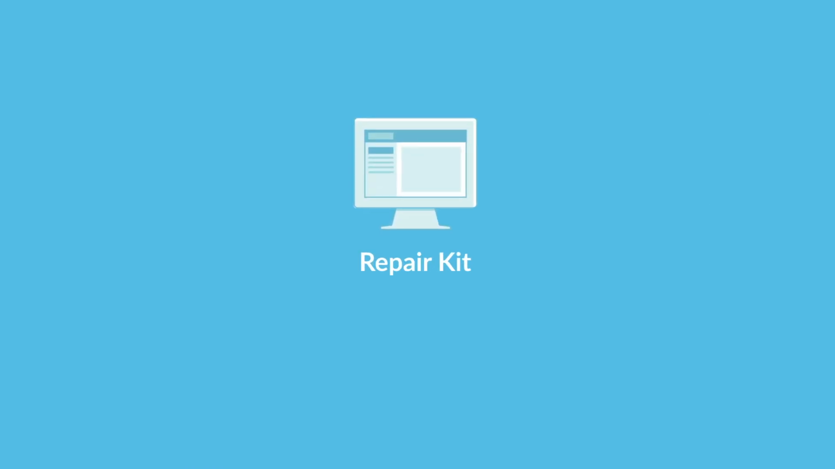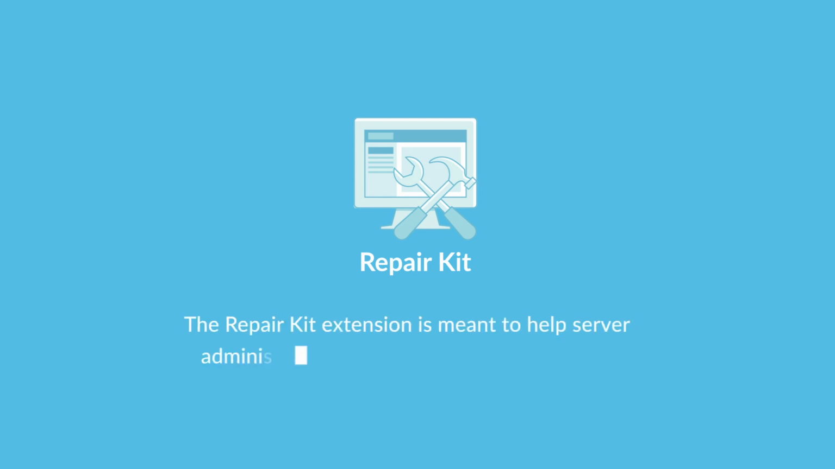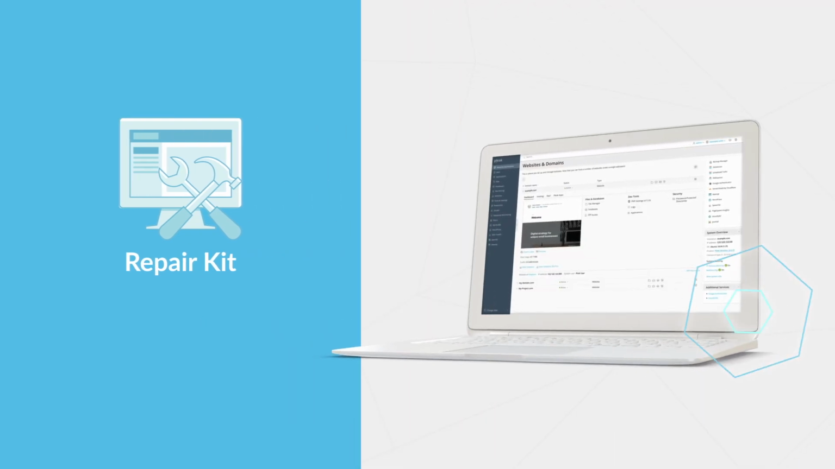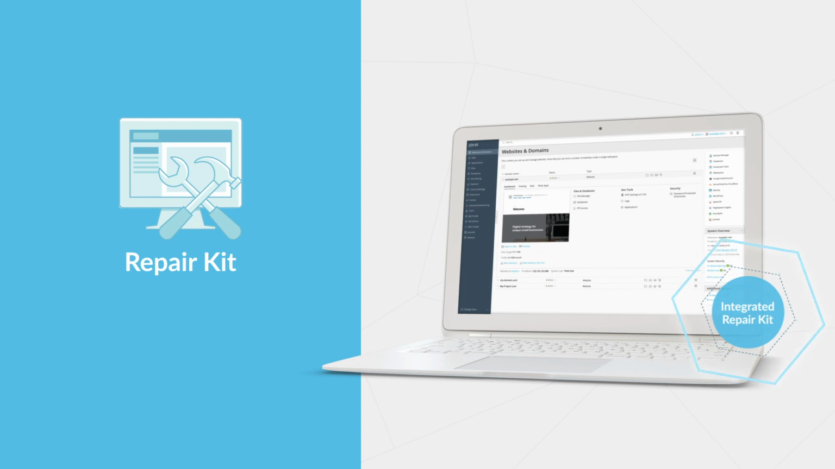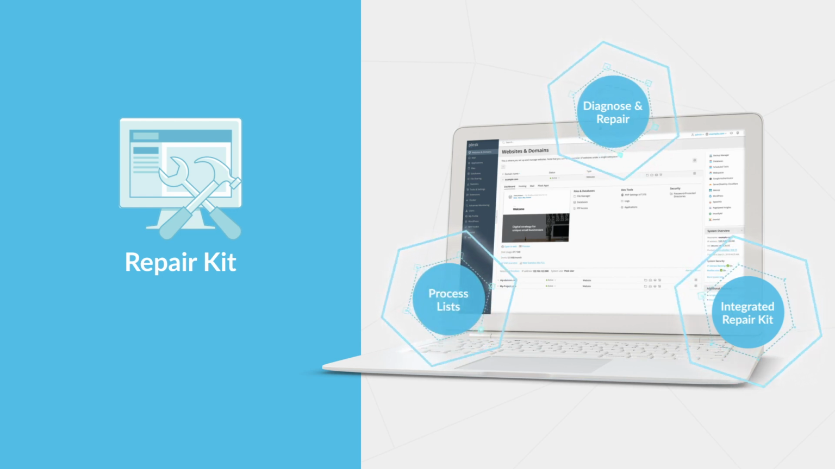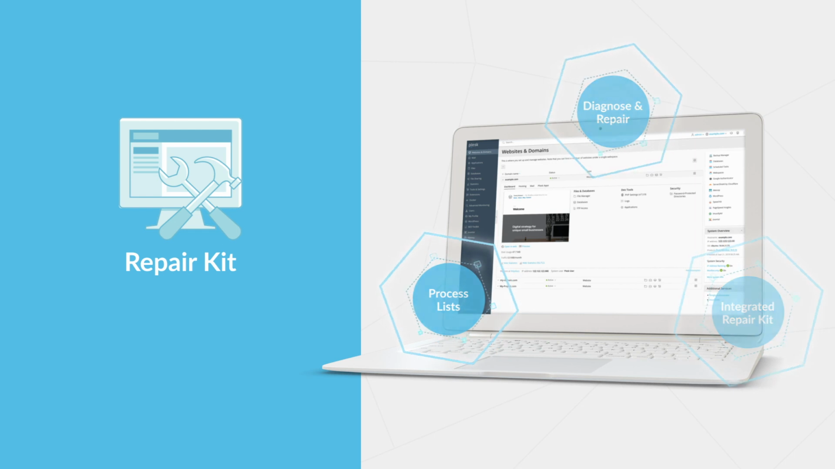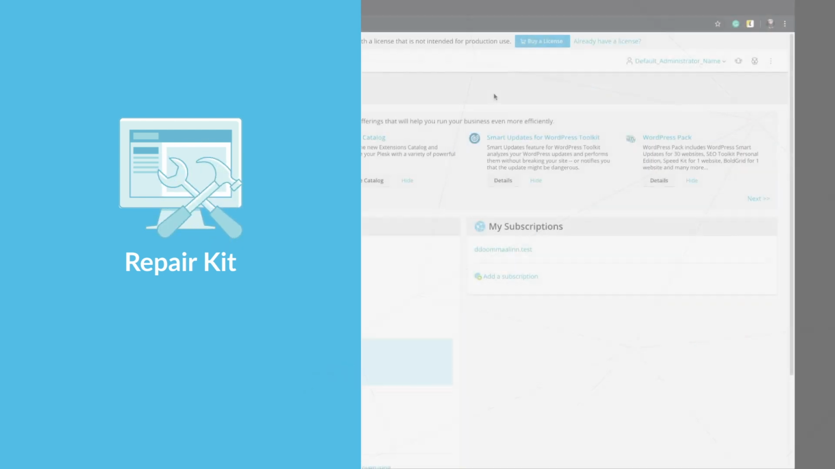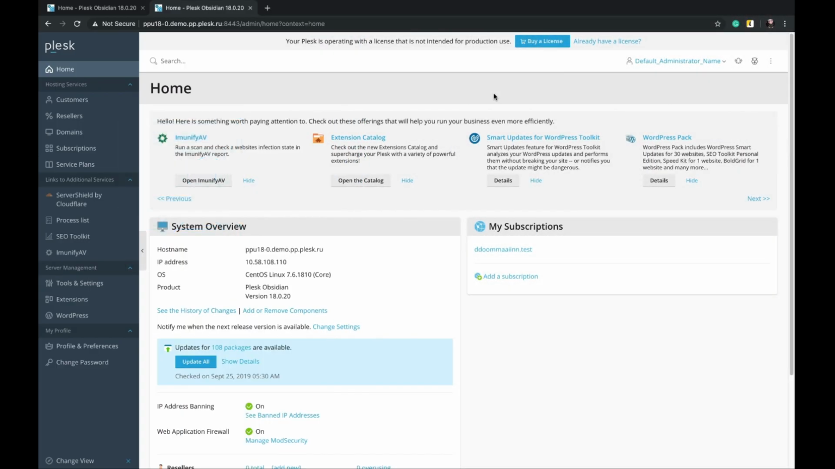The RepairKit, a powerful self-repair tool, is one of the cool features added in this new release. The RepairKit extension is meant to help server administrators deal with infrastructure issues. It consists of 3 parts: integrated RepairKit to bring the panel back to life, Diagnose and Repair to settle issues with services setup and state, and Process List to quickly review and fix the performance issues caused by high load. So, how to set up, find and use the RepairKit?